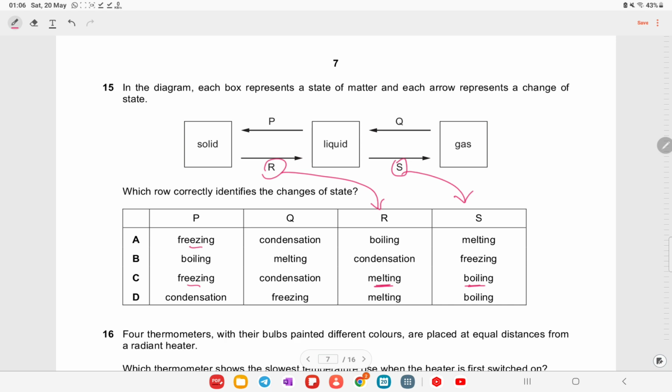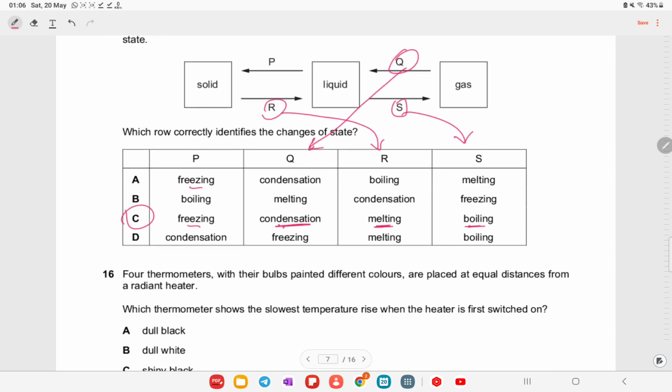Okay, so I got the answer, and Q is gas to liquid. Gas to liquid is the condensation process. So option C is going to be the right answer for them.